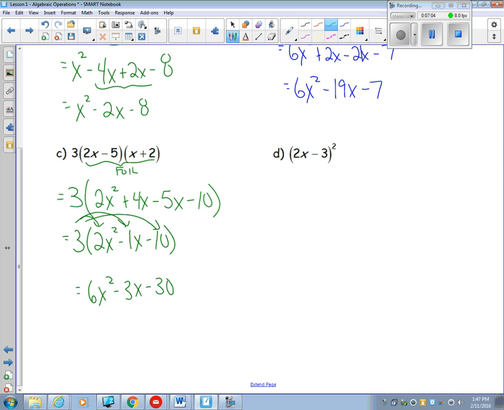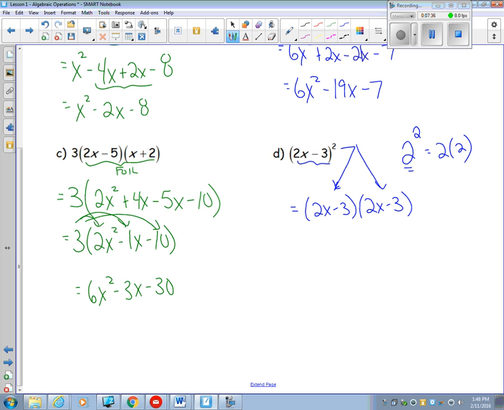Okay. D talks about something a little bit different here. I see a bracket with a squared on it. If you stop and think about exponents, 2 squared, for example, that means 2 times 2. It's the thing, the base, times itself twice. So when I see a bracket with an exponent on it, I do the same thing. The thing that I have an exponent on, which is all of this, times itself. So when I see a bracket squared, I'm going to write it out once, twice, and then do FOIL.